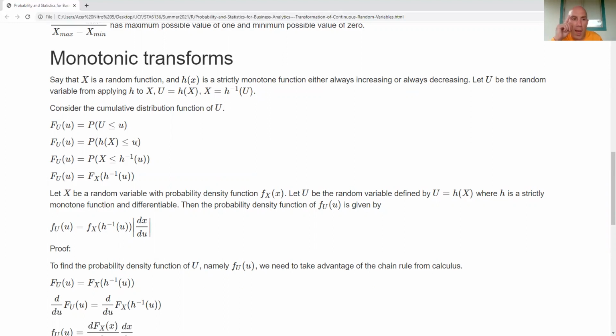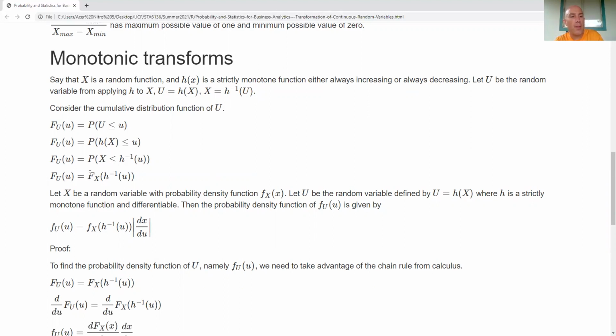Now I remember that h is a strictly monotone function. Now here I'm going to go ahead and make the assumption that it's strictly increasing, by the way. The modification is very small if it's decreasing. And so here I apply the inverse to both sides, like that.